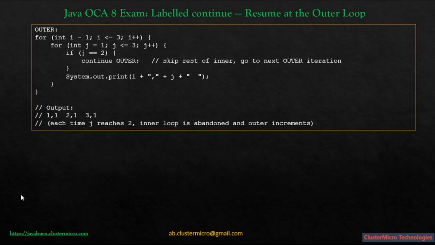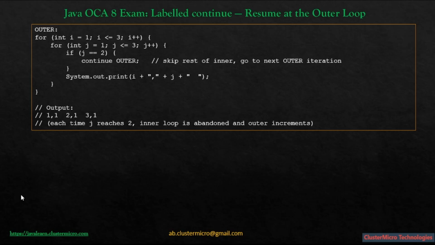Label continue: resume at the outer loop. So label continue works similar to a label break, but the behavior is slightly different. Instead of exiting the outer loop completely, it skips to the next iteration of the labeled outer loop. When continue outer is executed, Java stops the current inner loop immediately and jumps to the update and condition check at the outer loop. This means the rest of the inner loop is abandoned and the execution continues with the next cycle of the outer loop.